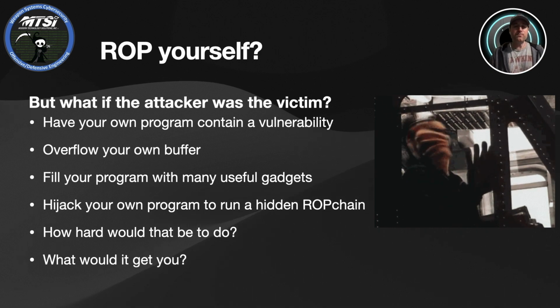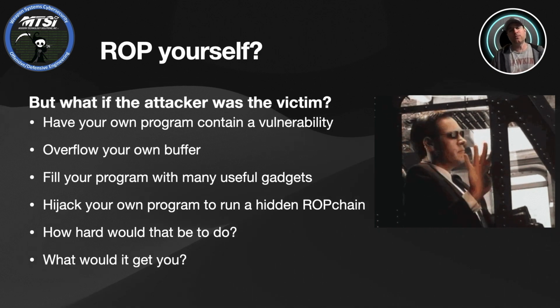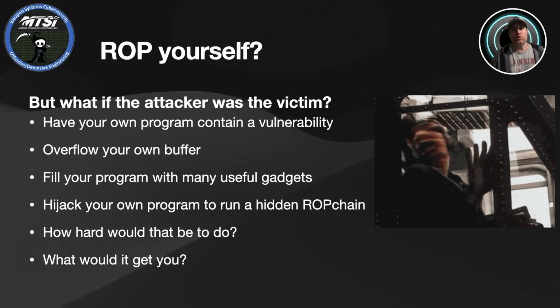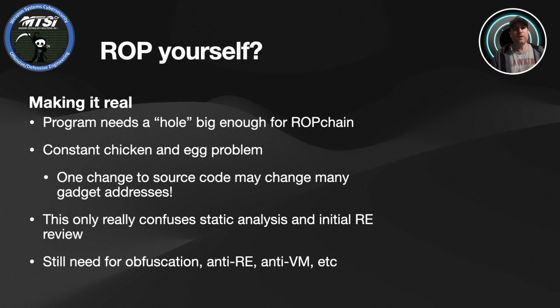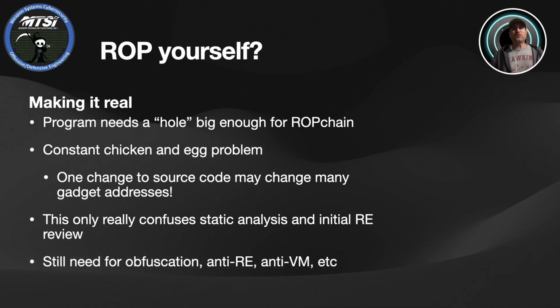How hard would that be to do? What's really involved in trying to make that happen? And what would it get you? What do you gain out of that? Let's make it real. Let's get down to brass tacks and get pragmatic. In order to ROP yourself, you do need a hole big enough inside your program to hold your ROP chain. And when I say a hole, I mean space in the data section of a program to have all those addresses of all those ROP gadgets laid out. So you need space for that.